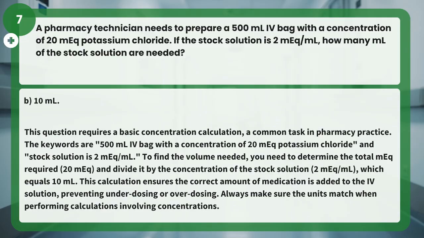Answer B. 10 milliliters. This question requires a basic concentration calculation, a common task in pharmacy practice. The keywords are 500 milliliter IV bag with a concentration of 20 milliequivalents potassium chloride, and stock solution is 2 milliequivalents/mL. To find the volume needed, you need to determine the total milliequivalents required, 20 milliequivalents, and divide it by the concentration of the stock solution, 2 milliequivalents/mL, which equals 10 milliliters.